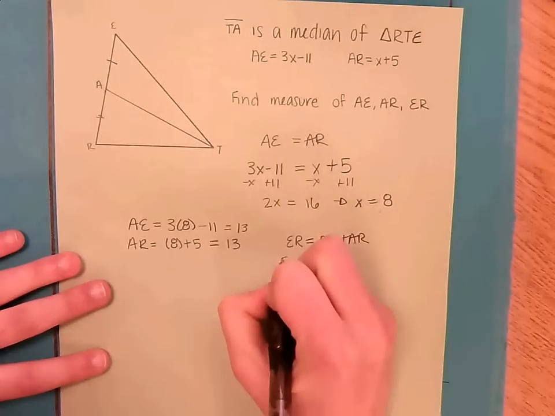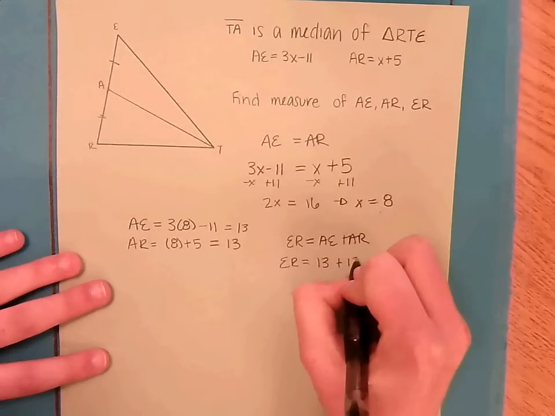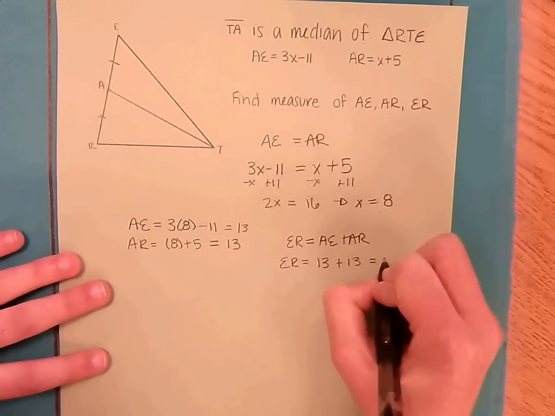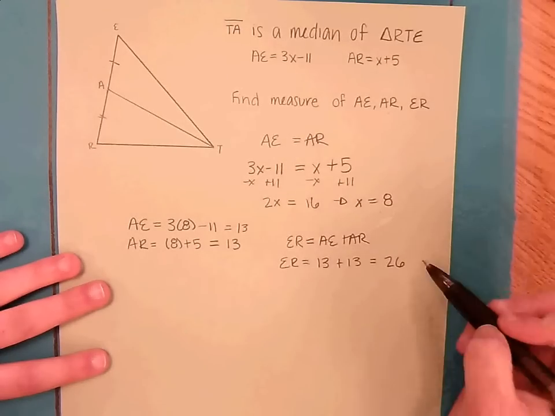So ER equals 13 plus 13, and that gives you 26. So the side ER is 26.